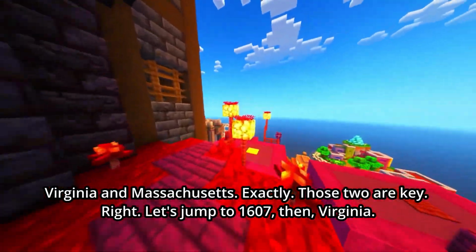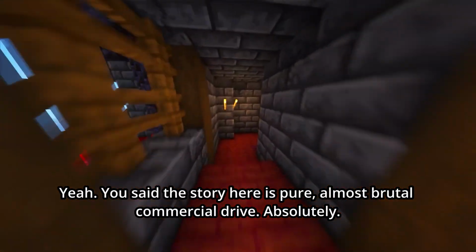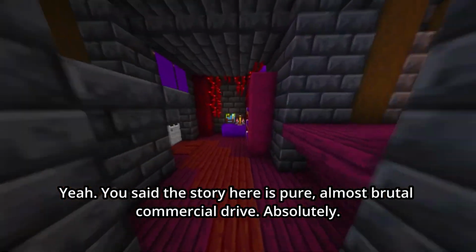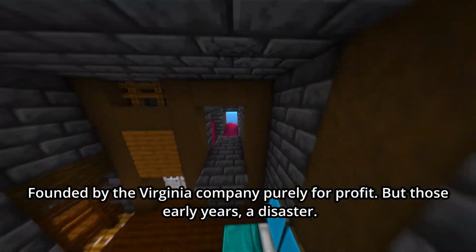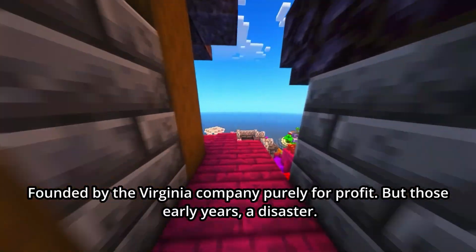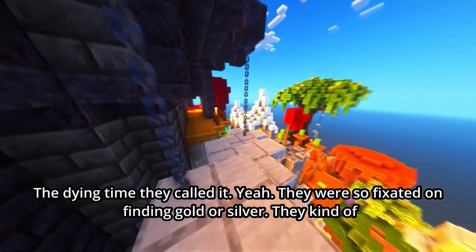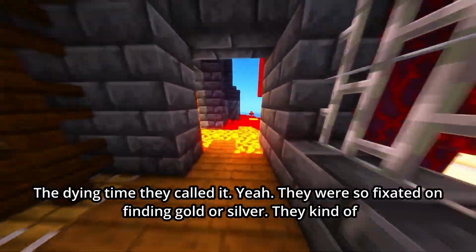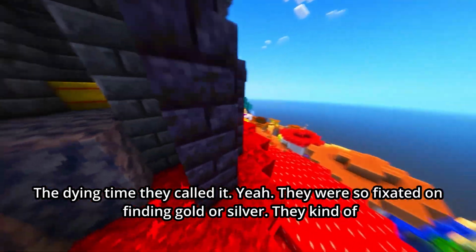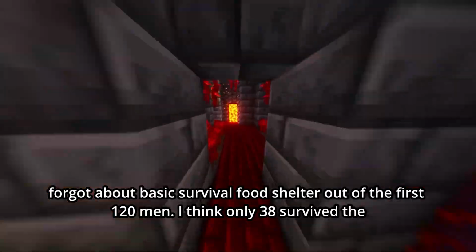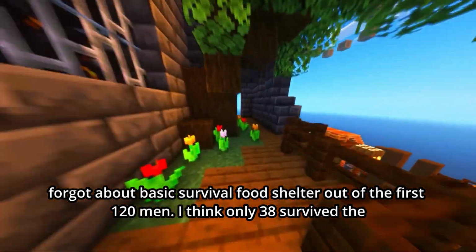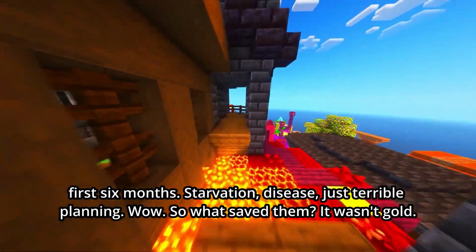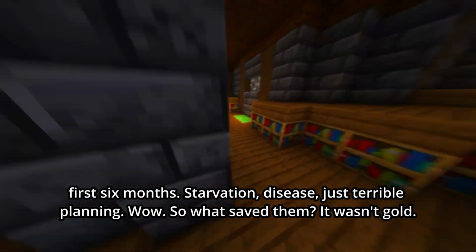Right, let's jump to 1607 then, Virginia. Yeah. You said the story here is pure, almost brutal commercial drive. Absolutely. Founded by the Virginia Company, purely for profit, but those early years, a disaster. The dying time, they called it. Dying time. Yeah. They were so fixated on finding gold or silver, they kind of forgot about basic survival, food, shelter. Out of the first 120 men, I think only 38 survived the first 6 months. Starvation, disease, just terrible planning.